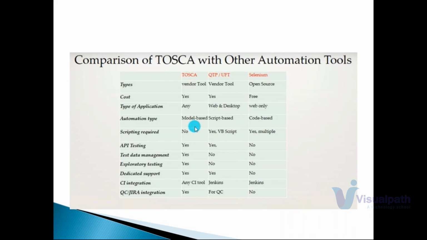Okay, everything should happen without manual intervention. This process is possible with continuous integration. That is called CI. It is called CI/CD, continuous integration and continuous delivery. Tosca supports this. That is what it is saying.